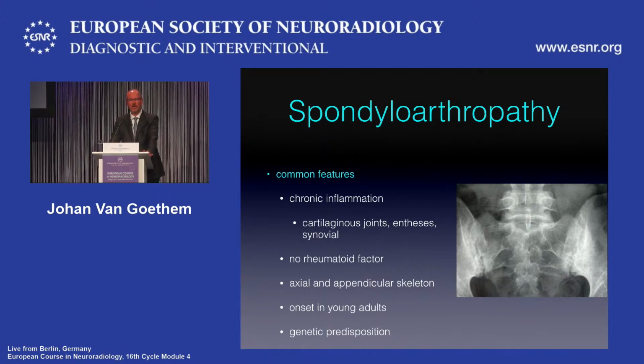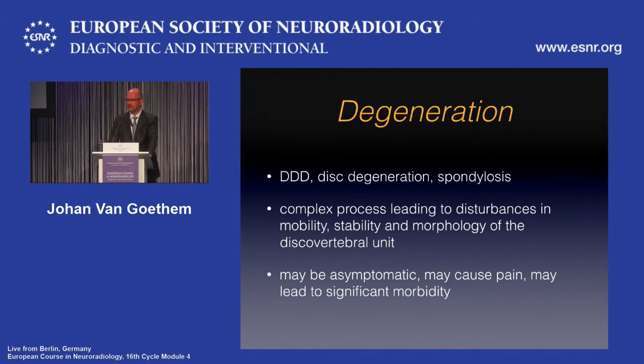The common features are chronic inflammation, and think again about the enthesis. The enthesis is the attachment point of the ligaments to the bone in cartilaginous joints and synovial joints. There's no rheumatoid factor in these diseases. Both the axial and the appendicular skeleton are affected, so not only the spine, and its onset is in young adults, like 25, 30 years of age. And there is a genetic predisposition for all of these 5 entities which belong to the spondyloarthropathies.